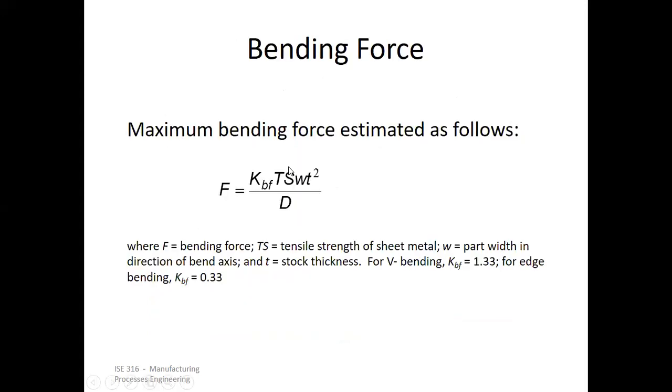Now, how do you get the bending force? The maximum bending force is estimated as follows. Here, F is the bending force: F = KBF times TS times W times T squared divided by D. Now, what is this? KBF is basically a factor that depends on whether it is V bending or edge bending. If it is V bending, the factor is 1.33. If it is edge bending, the factor is 0.33. So edge bending has a smaller factor, and V bending more.